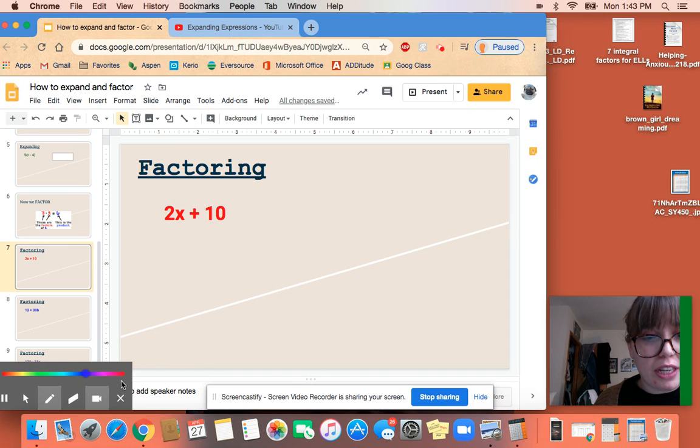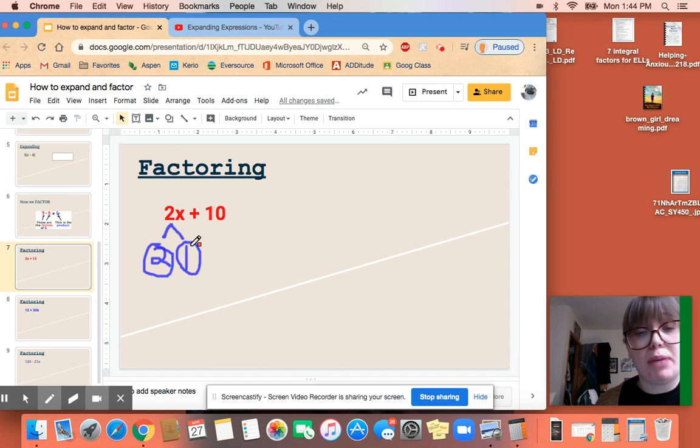First, we take a look at each number by itself. So let's look at 2 and 2x. We're just going to focus on the coefficients because there's only one x in this expression. The only thing that can be multiplied together to make 2 is 2 and 1. So 2's factors are 2 and 1. Those are the only numbers that can make 2. Now, 10 has some more than that.